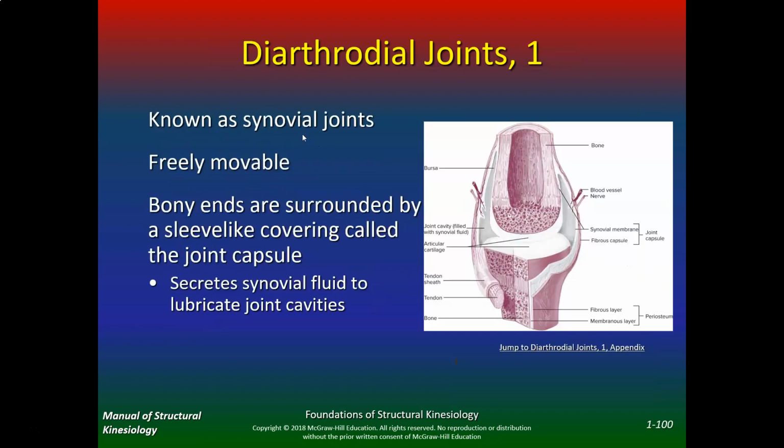Now, synovial joints, which are the diarthrodial joints, those are the ones that you're going to deal with most of the time. They're freely movable. When they're freely movable, they're going to be more prone to injury. The bony ends are surrounded by a sleeve-like covering called the joint capsule and secretes synovial fluid to lubricate the joint cavities. Unfortunately, after the age of 25, the secretion of synovial fluid can decrease. So yes, your joints can start to hurt after 25. You're an old man by then. Well, from an athletic standpoint.